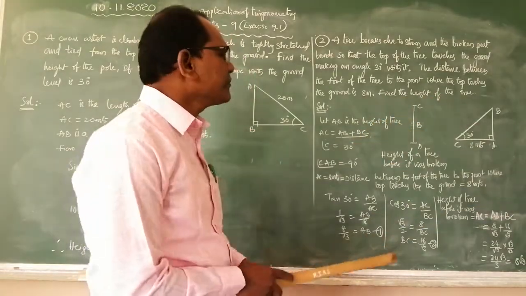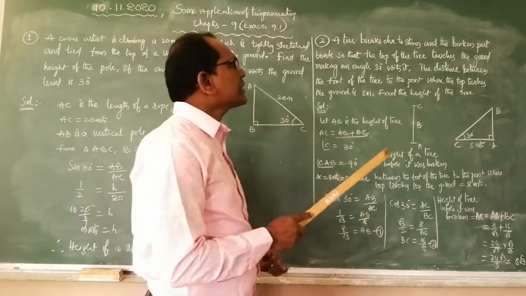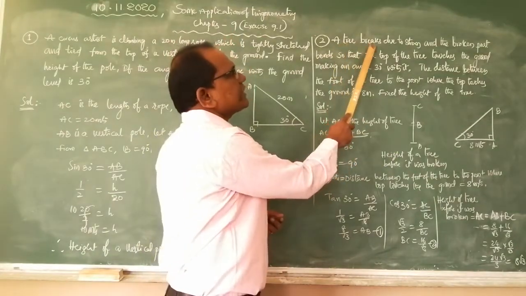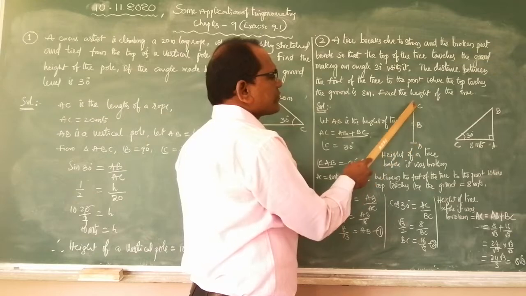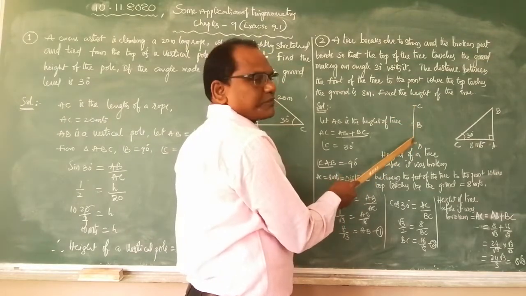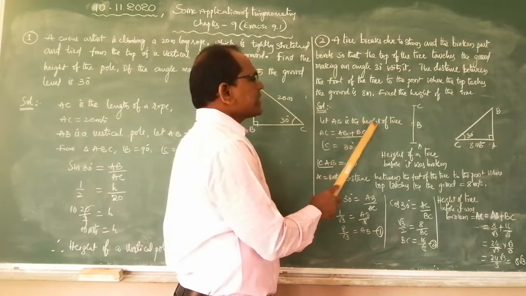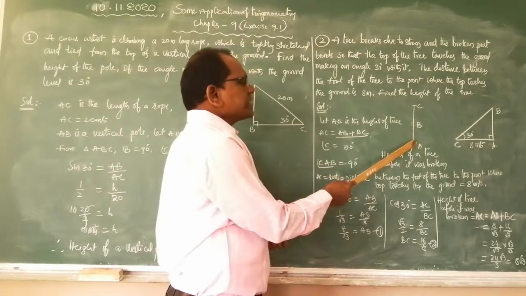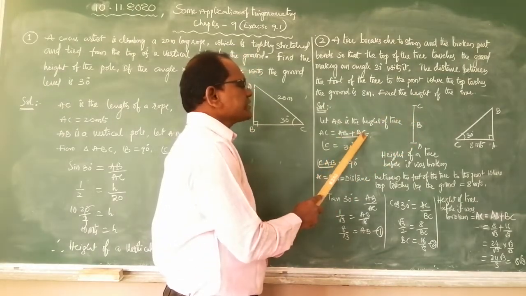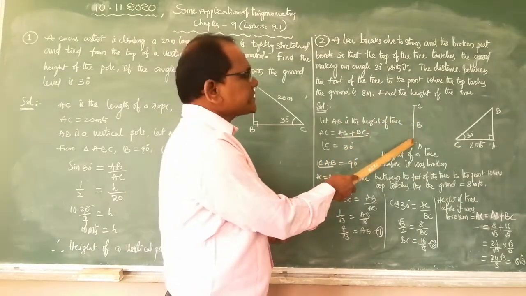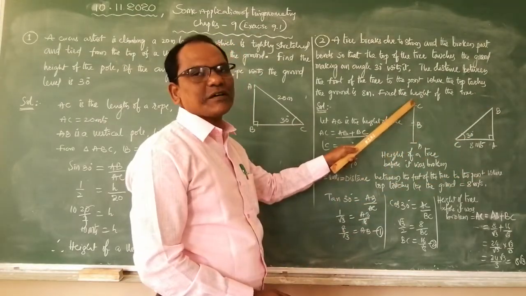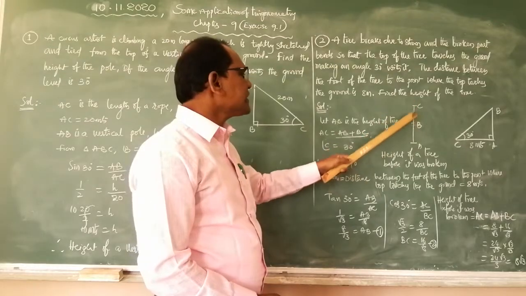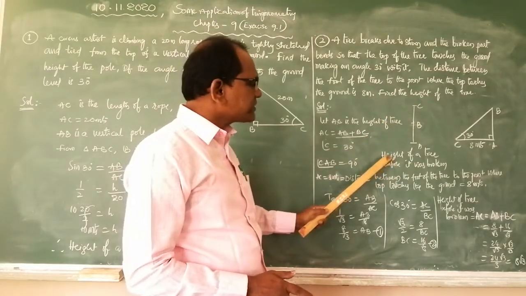Sir, where is the tree? Just look at it, very carefully. A tree breaks due to a storm. This is the height of the tree. Suppose AC is the height of the tree. What is AC? I am going to take AB plus BC. Generally, we count this as the height of the tree. AC is the height of the tree, which is given as before.